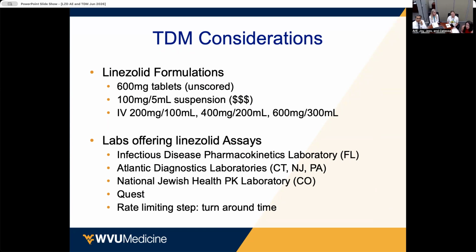And of course, the rate limiting step is turnaround time. We found this can be between 2 and 13 days. So if you're getting past that 2 days, you're really running out of room for it to be beneficial for your patient to actually make a dose change.